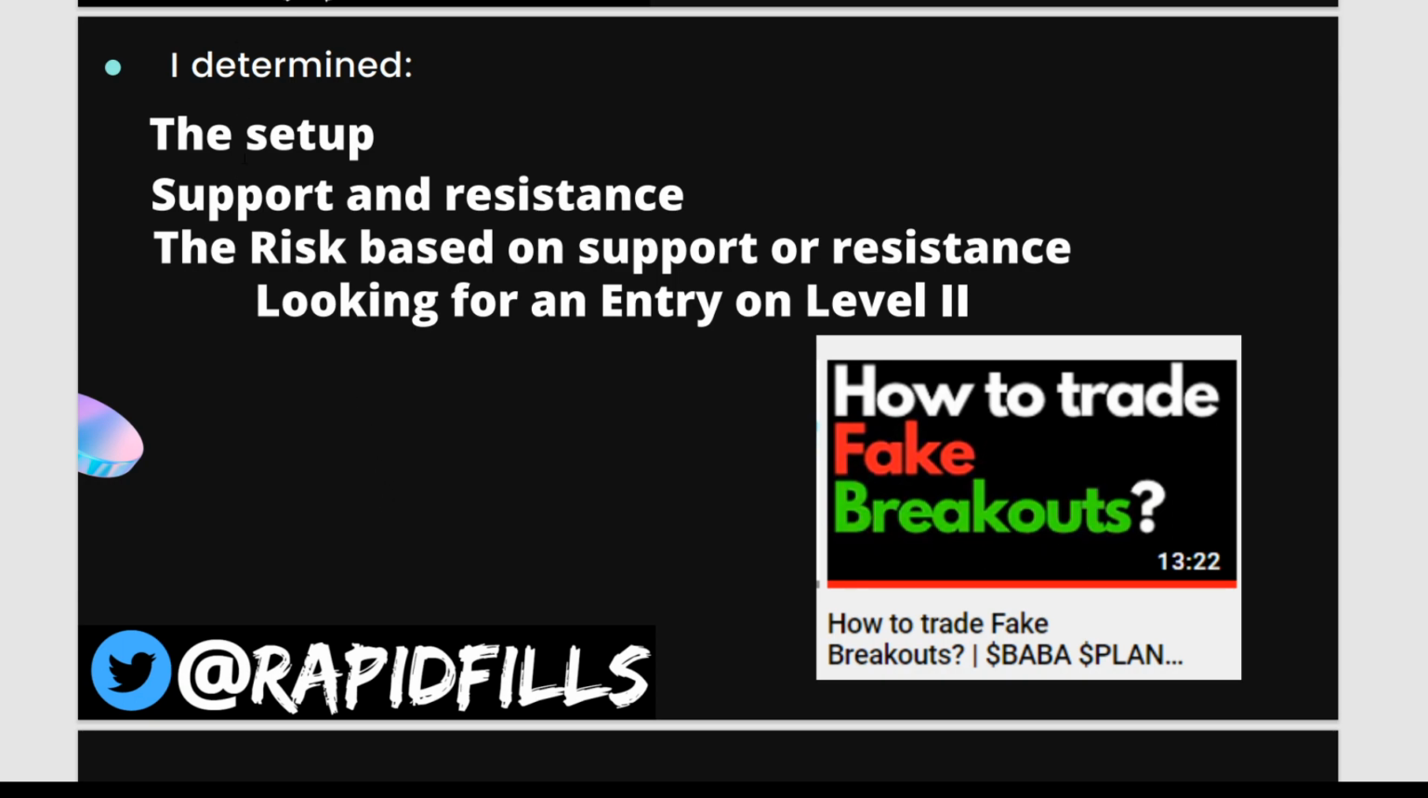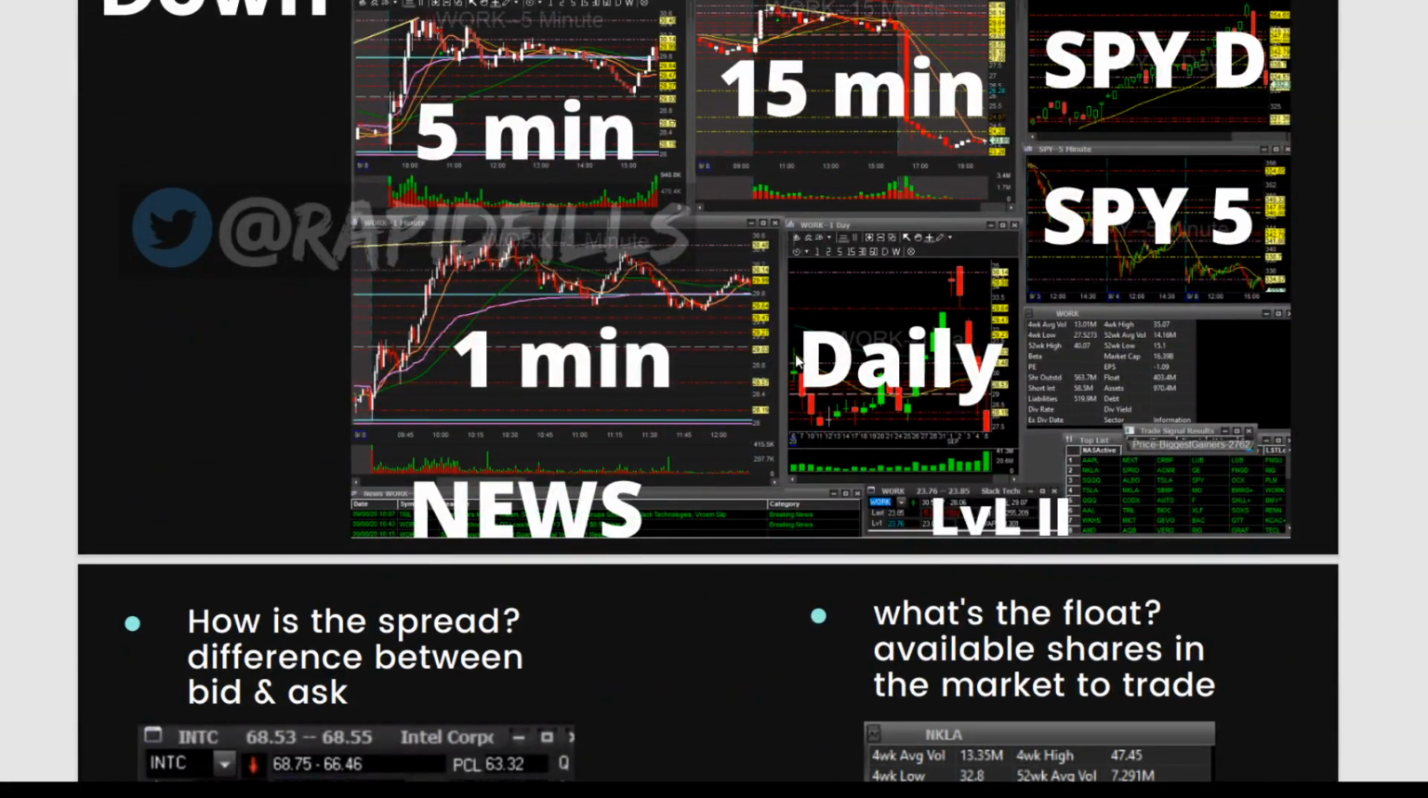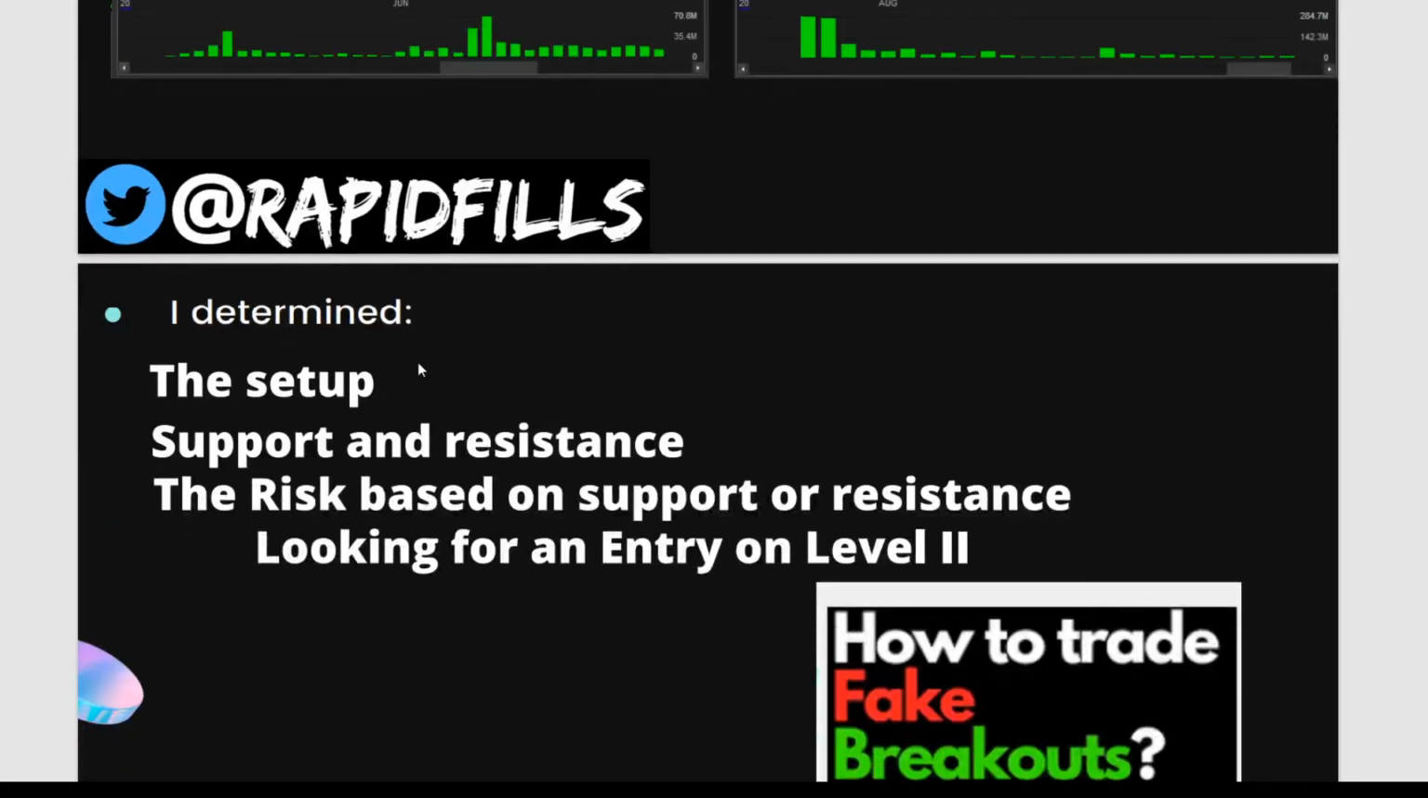So at this point I determined the setup, the support and resistance, obviously by looking at the cockpit here. I made my lines, I drew my lines, I know exactly what I'm looking for.